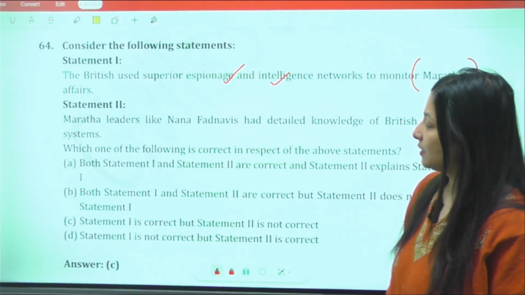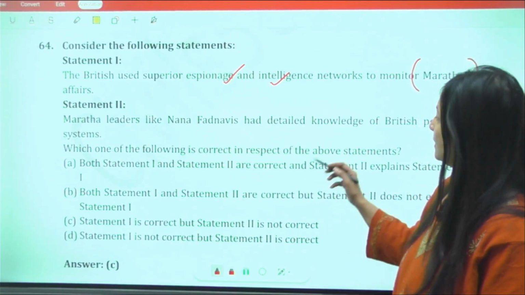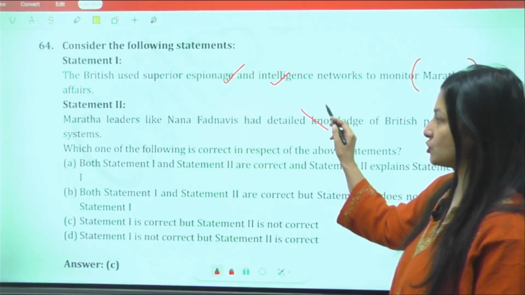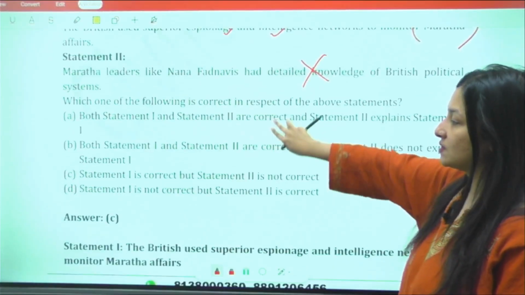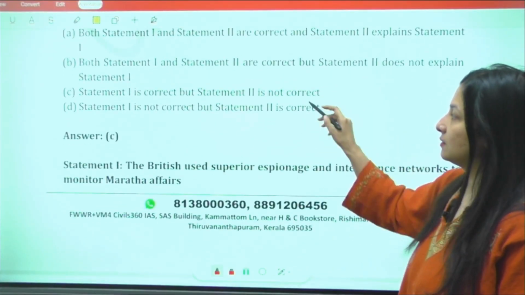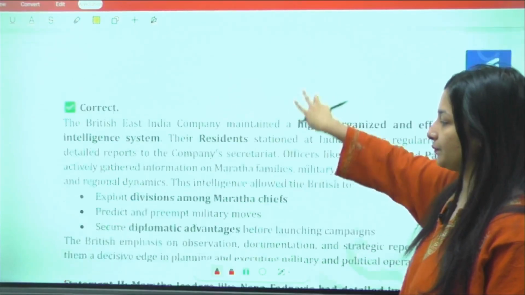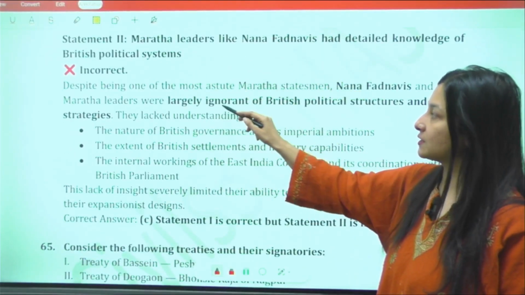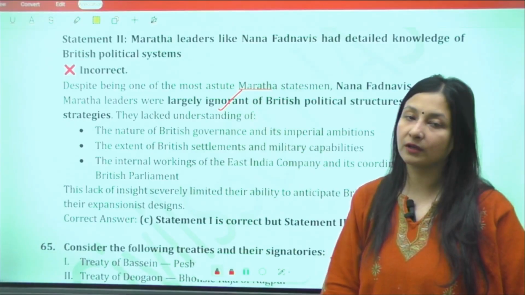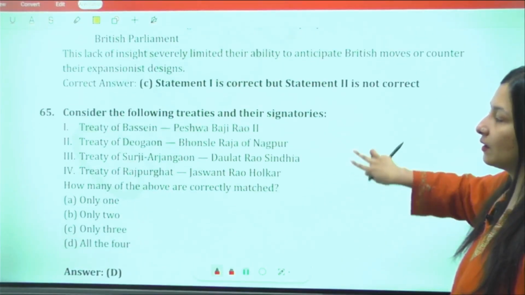Maratha leaders like Nana Fadnavis had detailed knowledge of British political systems in India. No, they did not have this. Statement 2 is not right over here, because these Maratha statesmen were completely ignorant of the British political structures.